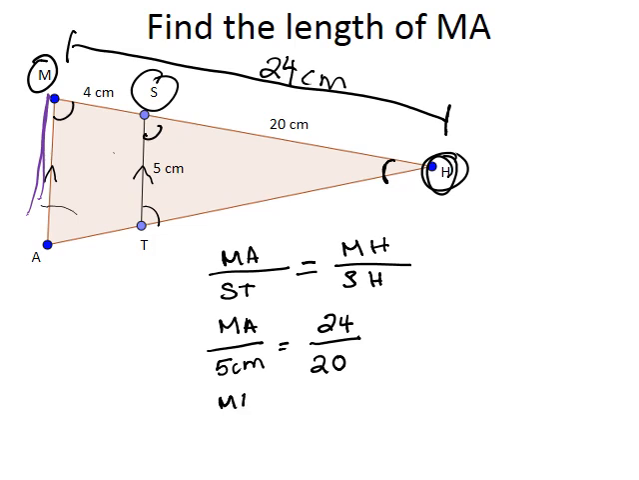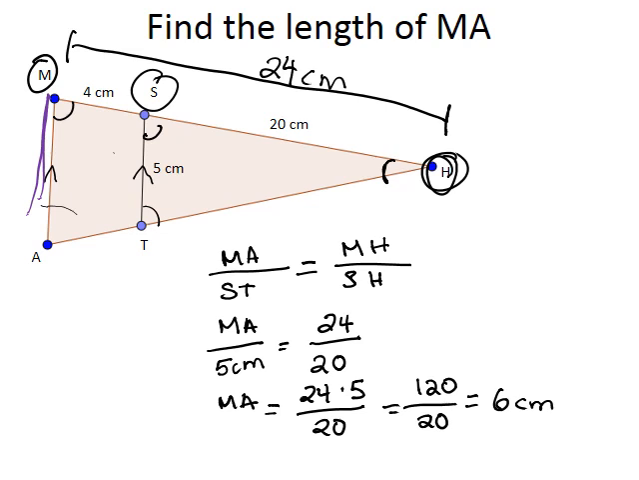Okay, MA is equal to, we are going to multiply both sides by 5 to get rid of the 5 down here. So we have 24 times 5 over 20. 24 times 5 will give us 120 divided by 20. Now 120 divided by 20 is equal to 6. So that means that side MA is equal to 6 centimeters. And that's how you solve for it if you have a bigger triangle within a smaller triangle.